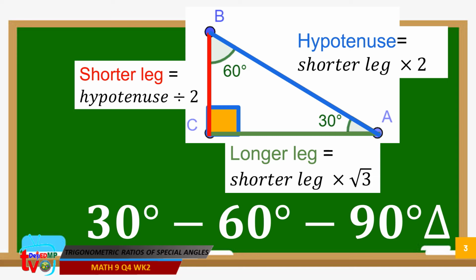Recall also that with respect to the shorter leg, the hypotenuse is equal to shorter leg times 2. In other words, the hypotenuse is twice as long as the shorter leg. And the longer leg is shorter leg times square root of 3. Now, with respect to the hypotenuse, the shorter leg is hypotenuse divided by 2.